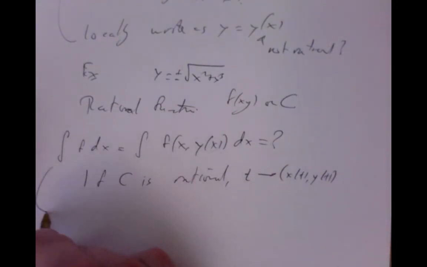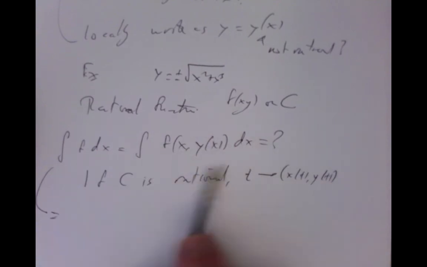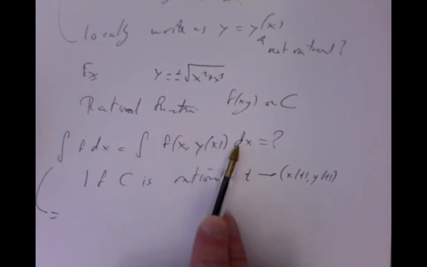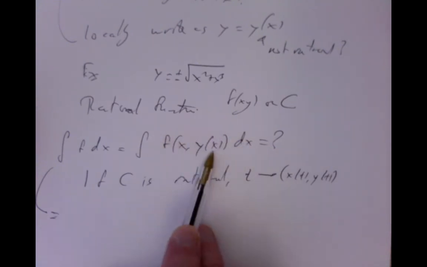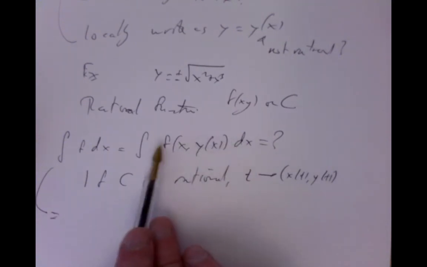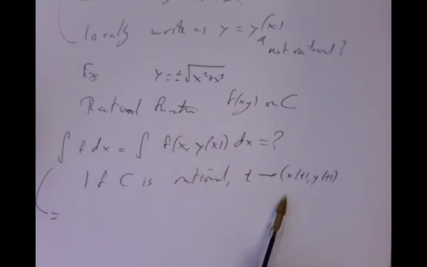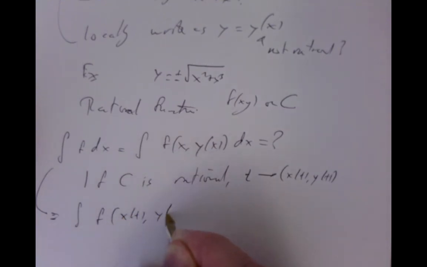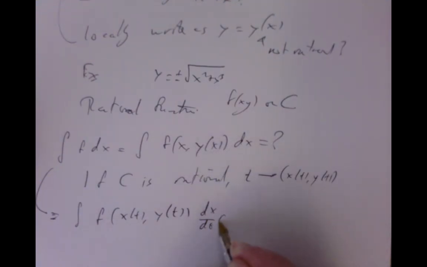But still, this integral of f dx, by which I mean this integral here, where you plug in this horrible function y, could be quite awful. You've got an integral which involves irrational functions, and so we can't just use partial fractions. It doesn't follow from any of the techniques we know. But if the curve is rational, then it does turn out to be something we can do, because we write it as f of x of t, y of t, instead of y of x, and then dx/dt dt.